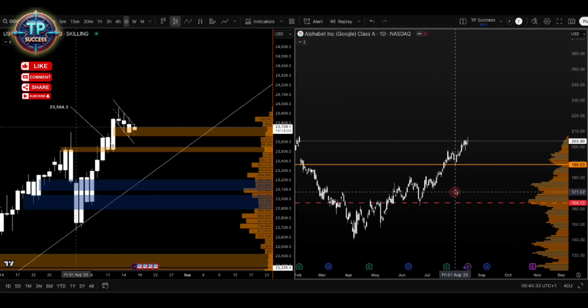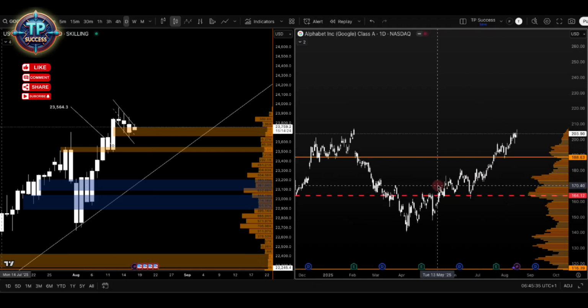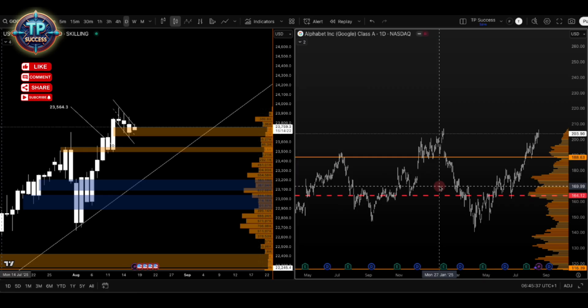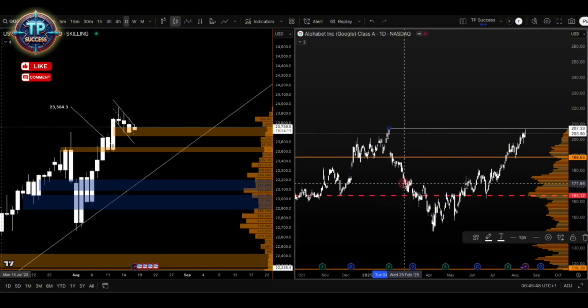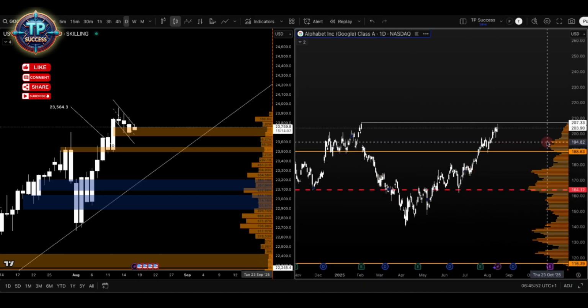So what we can see here is the same thing across the board. This is more or less in line with what I think is going to be happening. So with Google, I want to see 207 taken out. At the moment, it's telling the story of all the other stocks that we're looking at as well, which is they're all in the low value area.